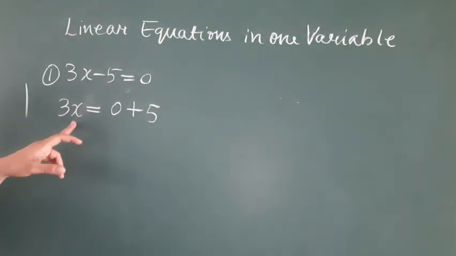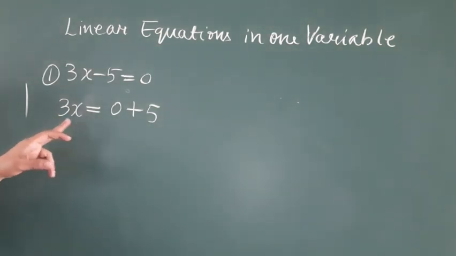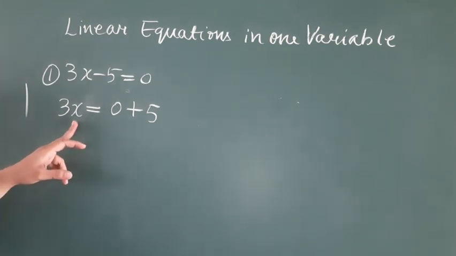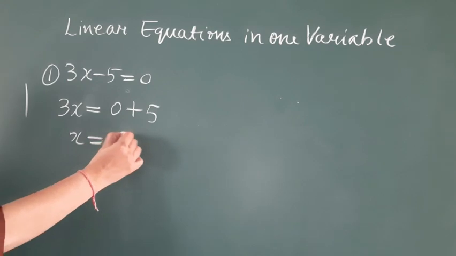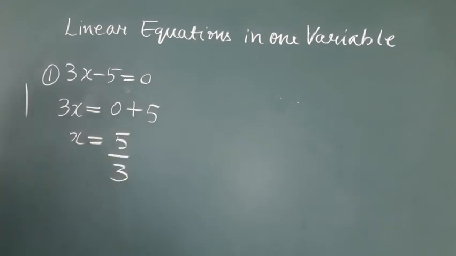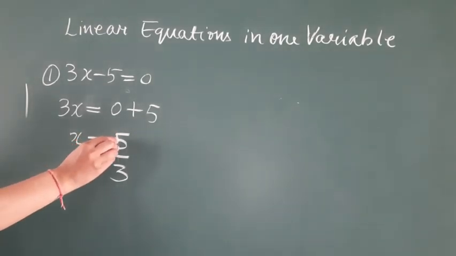Now this is 3 multiplied by x. So as you all can see that this 3 is in multiplication with x. Once it will go on the right hand side, it will be in divide. So it will be 5 upon 3. The value of x is 5 upon 3. There is one more way to solve the linear equations, and that is as per the rules which you need to follow. So this is the easiest way to solve the linear equation.